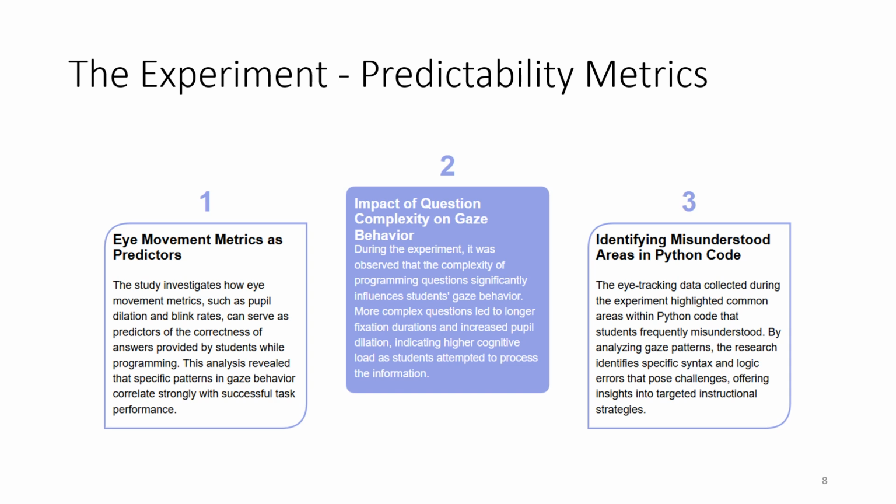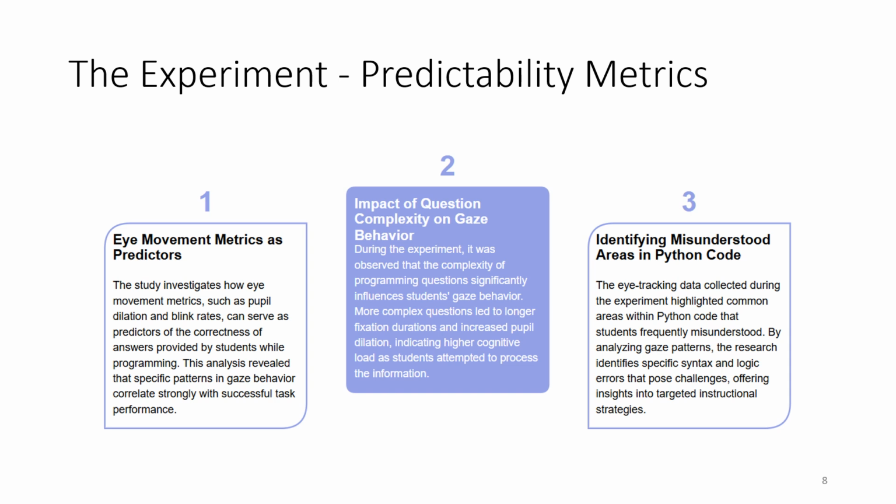The impact of question complexity on gaze behavior. During the experiment, it was observed that the complexity of programming questions significantly influenced students' gaze behavior. More complex questions lead to longer fixation durations and increased pupil dilatation, indicating higher cognitive load as students attempted to process the information.